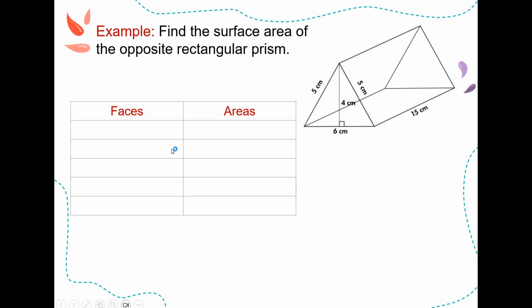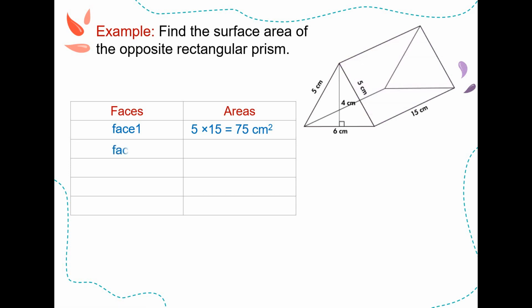Okay, let's start with the first face. Face number 1, which will be this one. This one looks like what? Yes, a rectangle. And we know that the area of a rectangle is length times width. What is the length and what is the width of this rectangle? This side is 15 and this side is 5. So length times width is 5 times 15 equals 75 centimeters square.